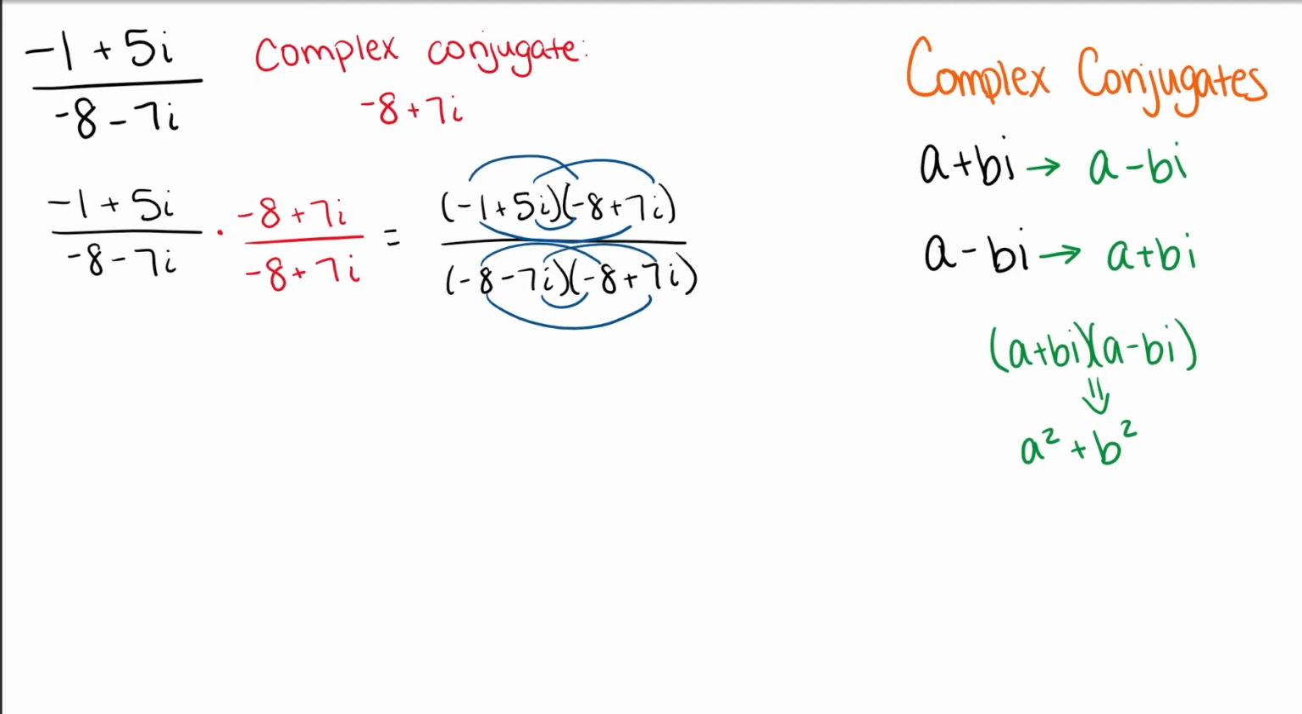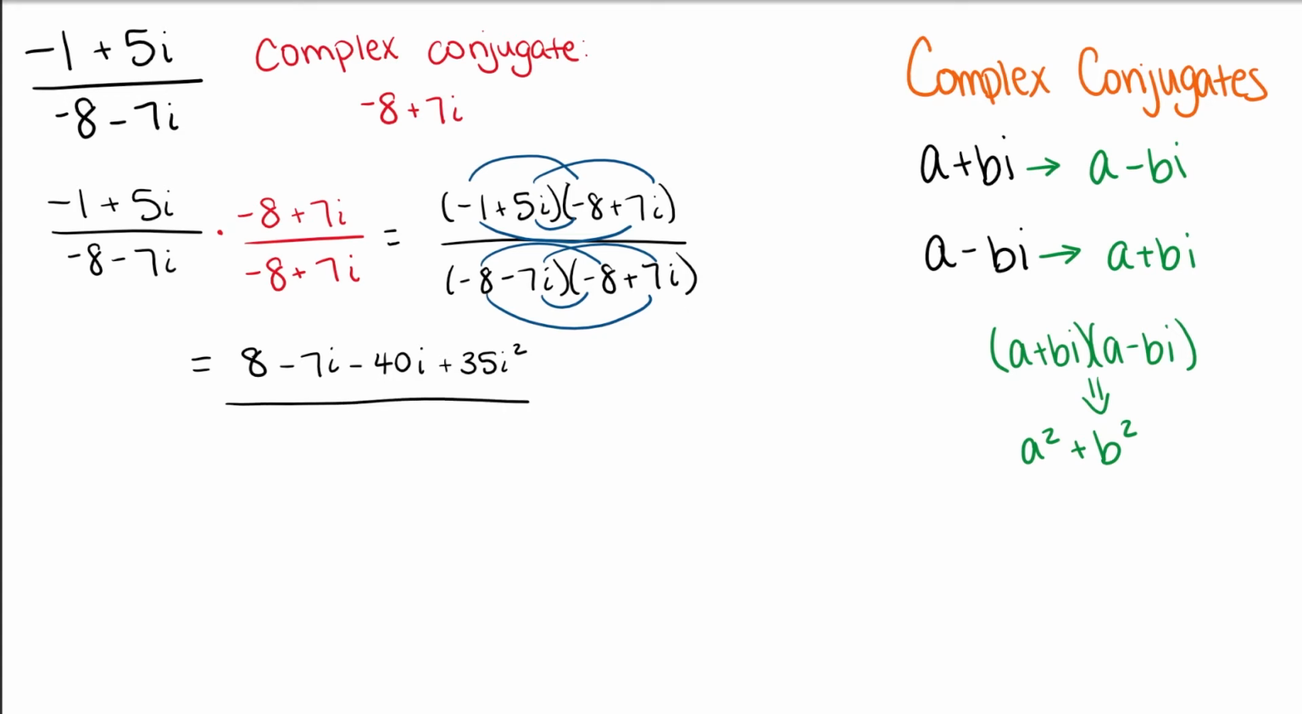So for our numerator, we get negative 1 times negative 8 is positive 8. Negative 1 times 7i is negative 7i. 5i times negative 8 is negative 40i. And 5i times 7i is positive 35i squared.